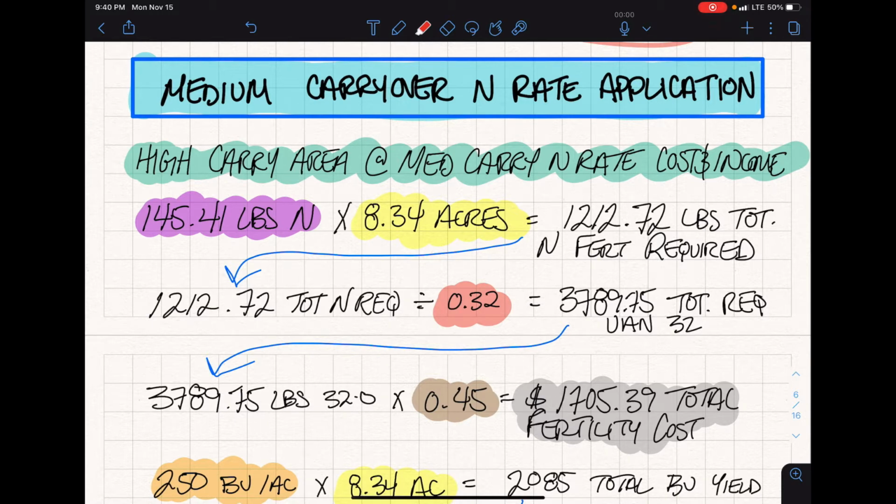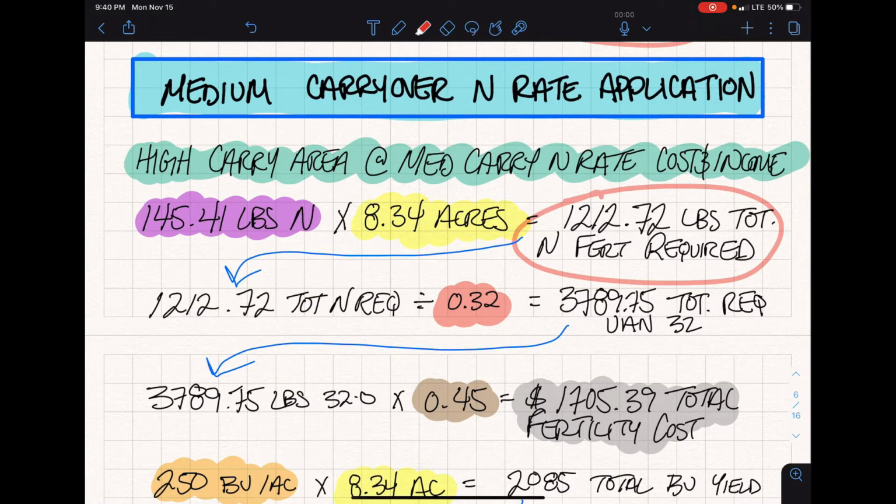So in our high carryover area, where we have a lot of leftover nitrogen from the previous year, we'll be a little bit over applying, but we'll still at least be able to meet our yield goal. So we would take our application of 145 pounds, 0.41, times our total amount of acres, which is 8.34, to find that we would put 1,212.72 pounds of total nitrogen across that 8.34 acres.